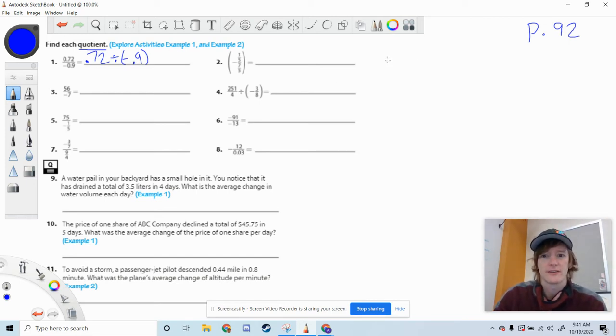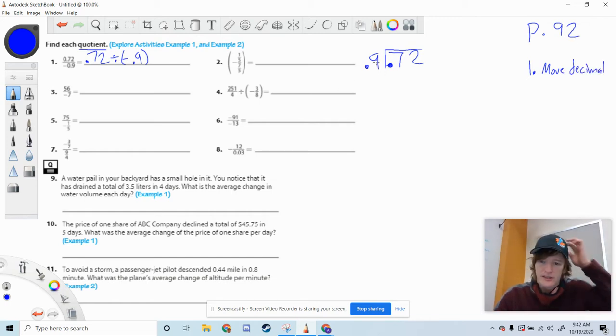So let's go ahead and write it out as a standard division problem over here. So we'll have 0.72 divided by 0.9. And the first thing we need to do is move our decimal. The way we do that is we're going to take our divisor here on the left, and we're going to move our decimal to the far right. So we moved our decimal 1 time. And I'm going to do that same thing here. I'm going to move my decimal 1 time, which makes my decimal end up right here.